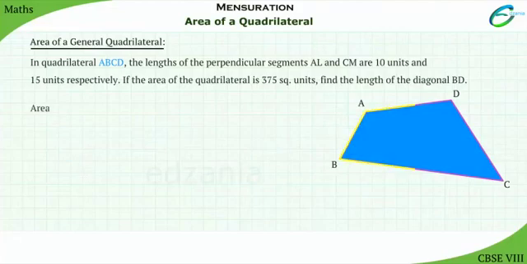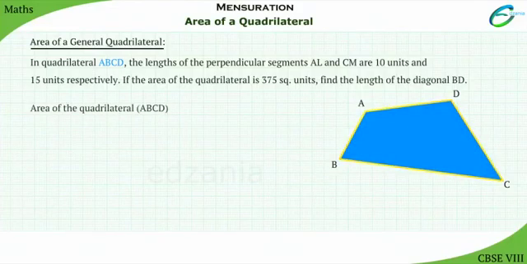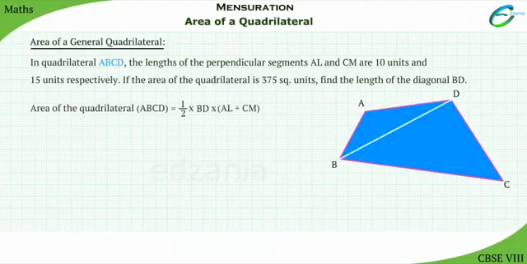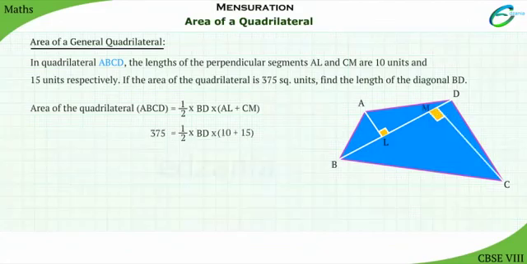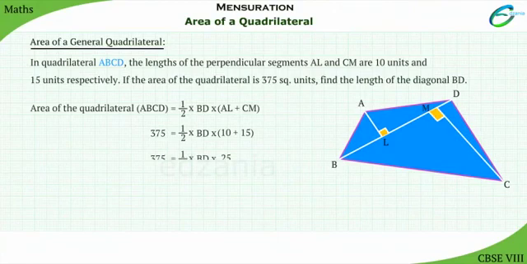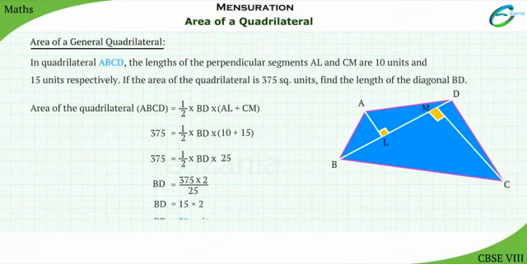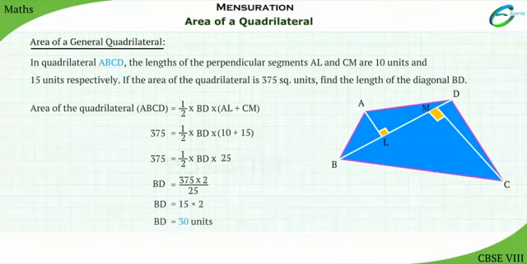We know that the area of the quadrilateral is half the product of the length of the diagonal and the sum of the perpendiculars drawn on the diagonal from opposite vertices. So we put in the given values. On simplification, we get the length of the diagonal BD. Thus, the length of BD is equal to 30 units.